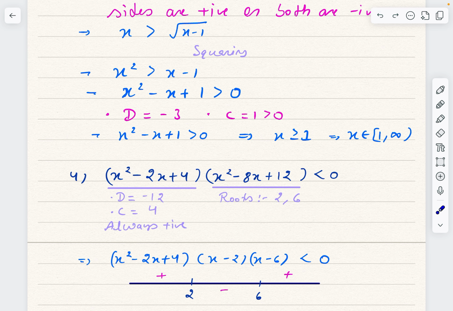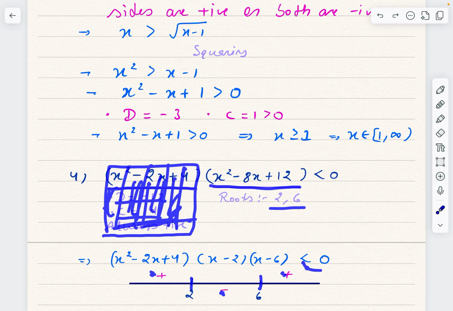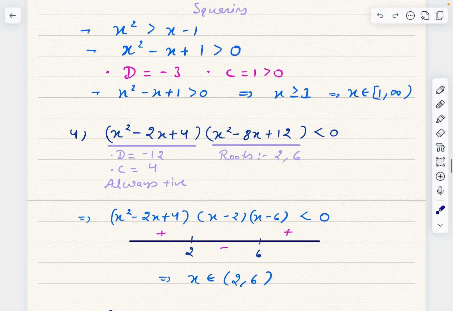So we have two quadratics. First quadratic, discriminant is negative, C is 4 positive, so this quadratic is always positive. And like I told you, just ignore this thing, just deny its existence. Second quadratic, roots will be 2 and 6, so we have just two roots, 2 and 6. Plot them on number line, use wavy curve, plus minus plus, you want negative. So answer will be just x belongs to 2 to 6. I hope it is clear. Next problem.